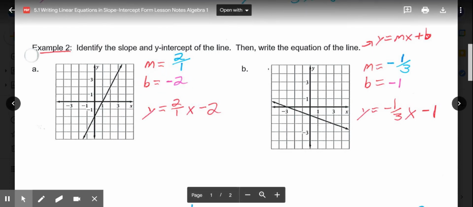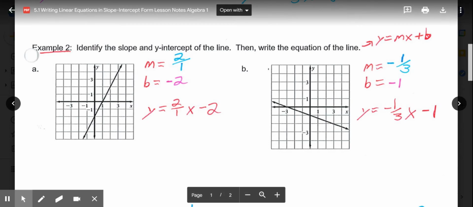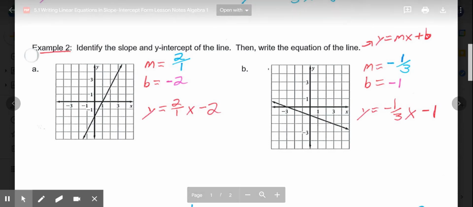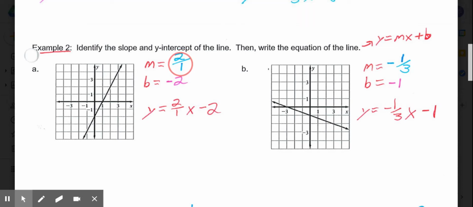Then you want to look from the y-intercept, how far did you have to move up or down and over to the next point? So from our y-intercept to the next point on the line, it was up 2, right 1. And we can tell from that point up 2, right 1 is the next point. So if we're moving up 2, right 1 to get to the next point, our slope would be 2 over 1, or just 2. So our equation would be y equals 2x minus 2, or 2 over 1x minus 2.